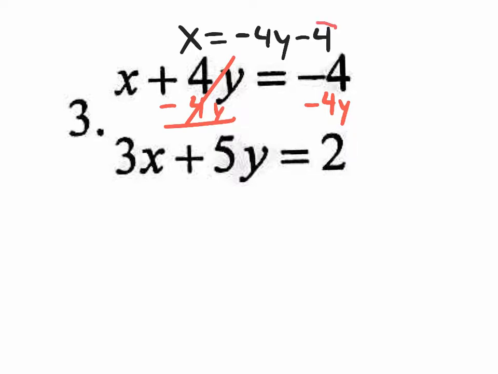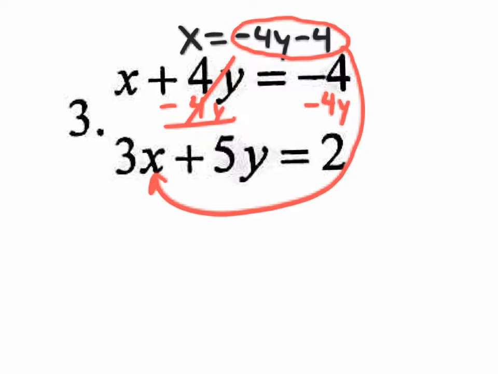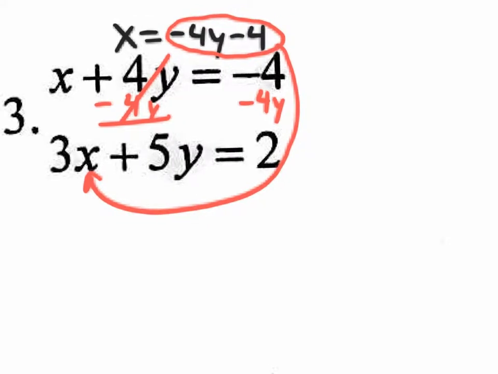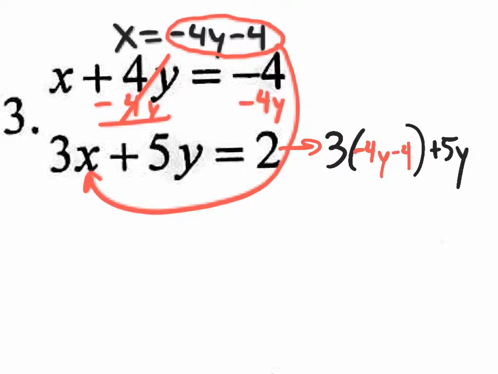Step 2 is to take the variable expression and plug it into the other equation you have not used. So we're going to take that x value of negative 4y minus 4 and plug it into the x of the other equation, which is right there. So let me make more space here. Let me draw an arrow this way. Let me rewrite my equation. 3 times x, but of course instead of x, we're plugging in the negative 4y minus 4, plus 5y equals 2.